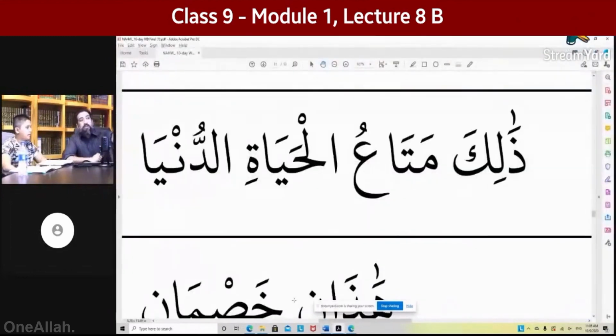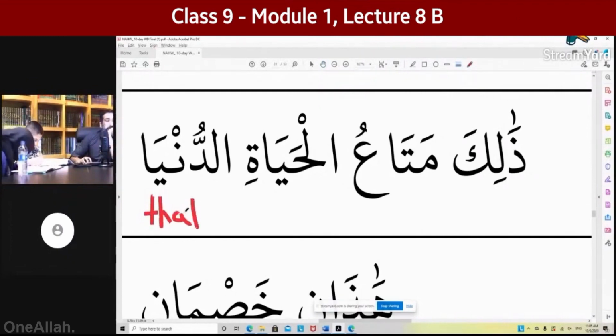Now, what does dhalika mean? Hada means this, that's near. Dhalika means there, that, or the that. Should there be an is after it in this ayah? Yes. So far, I'll translate that is. Make sense?